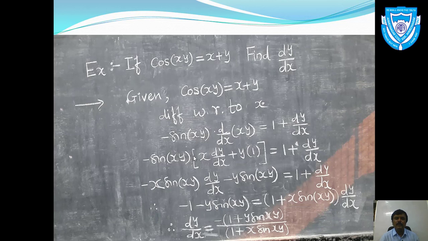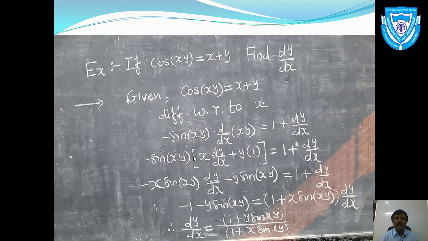Now we can shift that bracket to the left hand side to find the exact value of dy upon dx. To find the exact value of dy upon dx, we will keep dy by dx on one side, and all the other terms we will keep on the other side. So in the last step you can observe that we got dy by dx is equal to minus times 1 plus y sine of xy, whole divided by 1 plus x sine of xy.